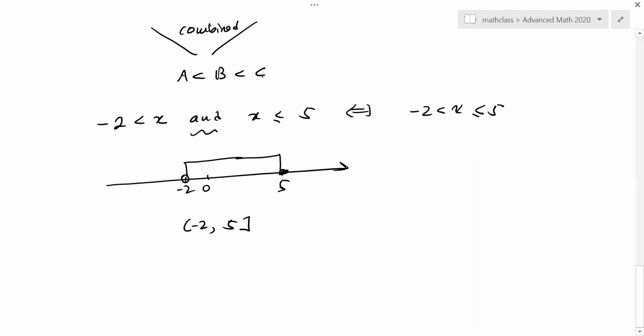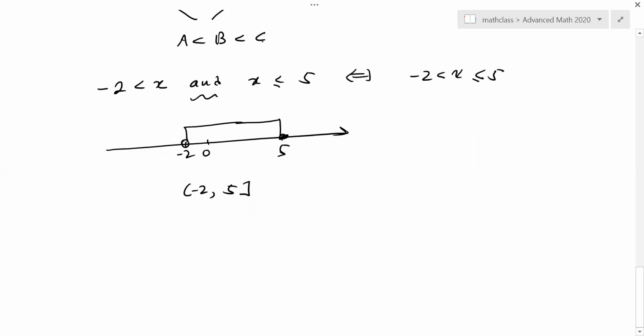You understand right now, right? So you can have one inequality with two inequality symbols. Okay. All right. So let's take a look at the following inequality. Solve 3 less than x minus 4 less than 8. Now, how do you solve it?